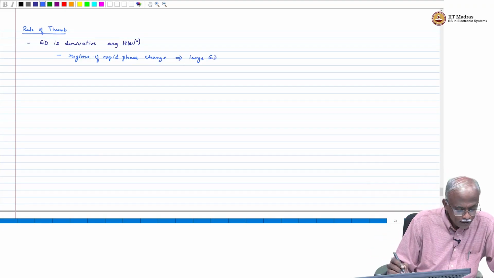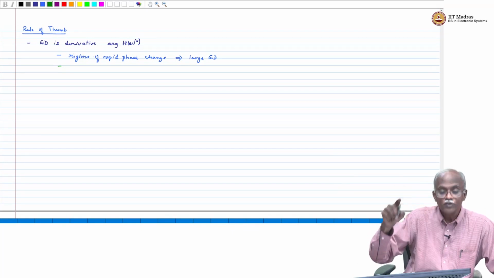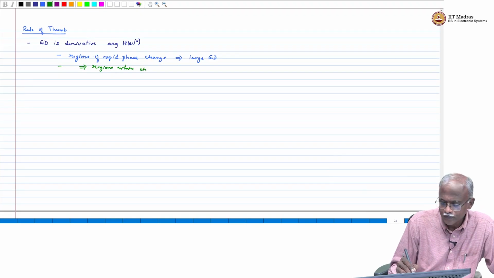Okay, and the importance of this observation is that when do rapid phase changes occur? They also occur where there is rapid change of magnitude. Okay, this also corresponds to regions where there is rapid change of magnitude.